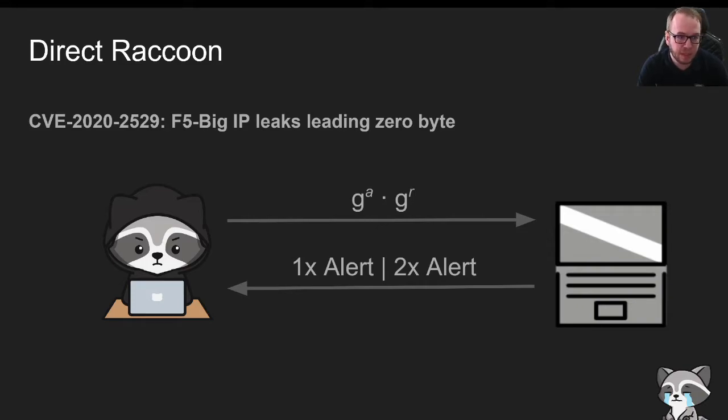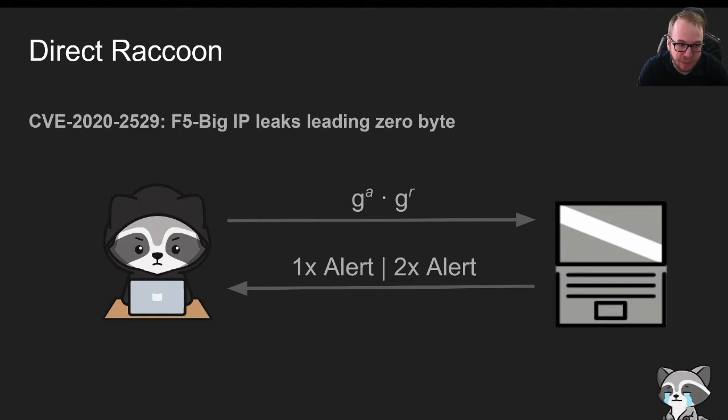So if you send a shared secret and a public key, and the server computes a shared secret which starts with a leading 0 byte, and the finished message is invalid, it sends 2 alert messages. While if the shared secret did not start with a leading 0 byte, but the finished message is invalid, it only sends 1 alert message. So there was actually a bug inside Big-IP. We do not know exactly how this bug looked, but this bug caused it to send either 2 or 1 alert messages in response to our public key.